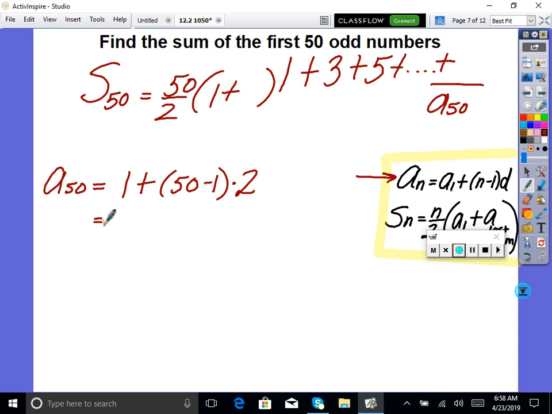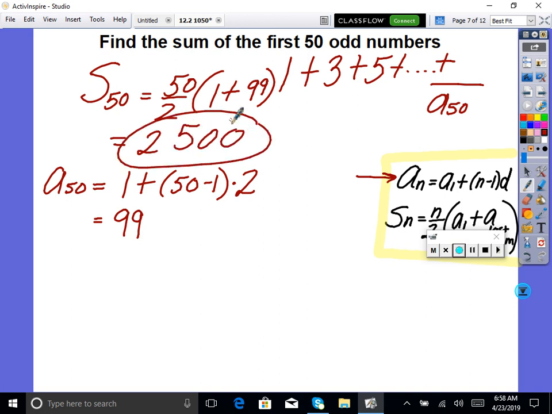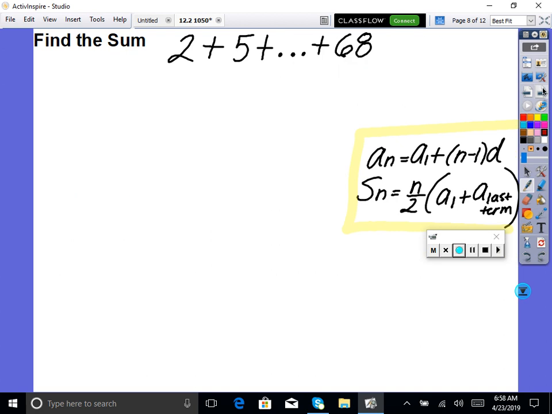99. So then we have plus 99. So then you would just do it in your calculator. 50 divided by 2, 25 times 100. So 2,500. Okay, good. So it's just seeing if you can use some critical thinking there. Awesome, you guys are doing good. We're winding down here to the end.